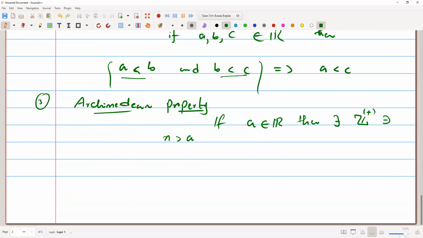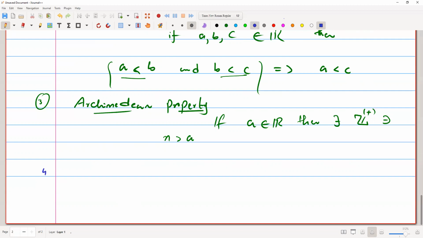So go as far as you like, as big as you like, but in the structure of real numbers, you can take any element as far as you like, as big as you like, and you will get an integer n which will be bigger than A. Okay.